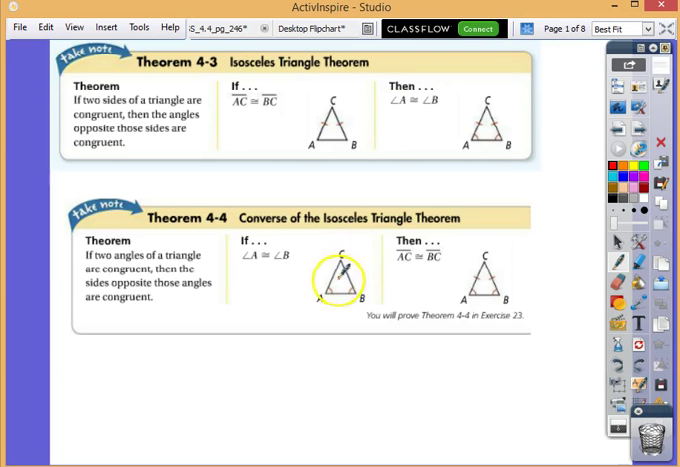The converse is when you start out knowing that the angles are congruent, and then you can say that the sides are congruent. So in the converse, the given information is the angles. In just the regular theorem, the given information is the sides. So know that distinction. On the quiz, you'll have to write converse of isosceles triangle theorem or isosceles triangle theorem. Those are reasons.